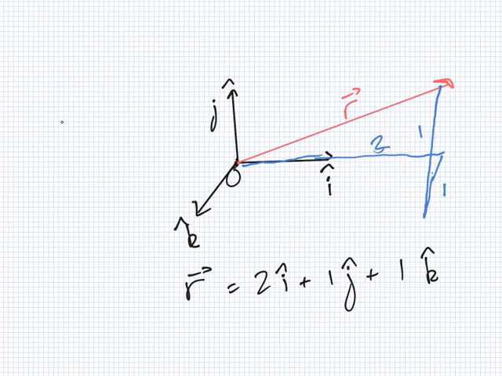That's in 3 dimensions. 2 dimensions, of course, is easier to draw. If this is I and this is J, then this vector here, that would be 1I plus 1J. Sometimes they ask you to draw these.